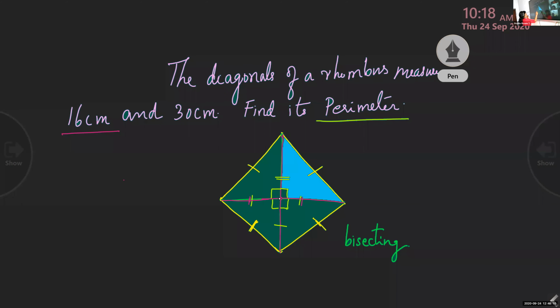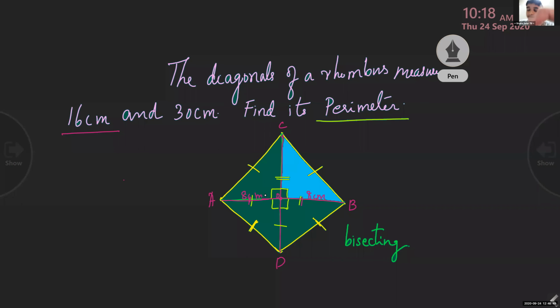Suppose I am marking this as A, B, C and D. Can you tell me what is OB? Measure of OB will be? Ma'am, 16 is total. One diagonal is AB. Okay. What will be OB then? Ma'am, in the middle. So what do you have to do? Ma'am, we have to divide. Divide 16 into 2, isn't it? So what will be OB? Ma'am, 8 centimeter. 8 centimeter. Here 8 and here also 8 centimeter. Isn't it? Did you understand?